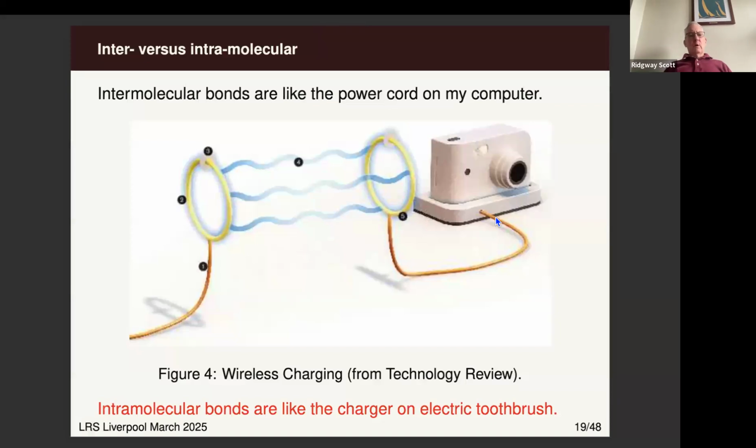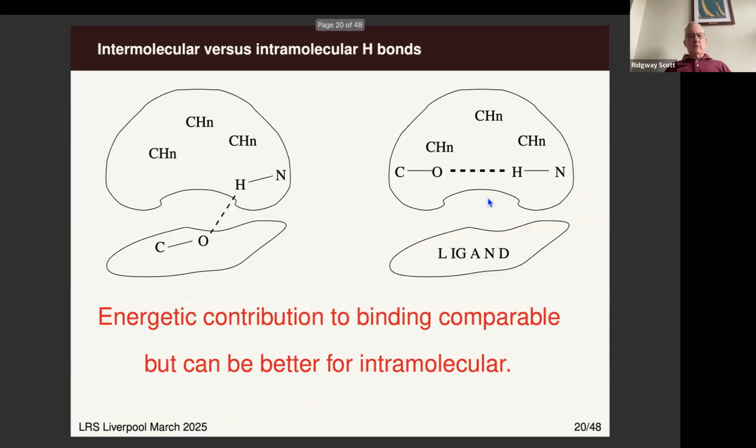So what is inter versus intramolecular? Intermolecular bonds are like the power cord on the computer. You plug it in and the electrons go across. An intramolecular hydrogen bond is more like the toothbrush charger, if you have one, where you have electrons going around here, and that sends some waves, and that induces motion of electrons here and charges your toothbrush or camera or whatever it is. Okay, so those are the two different approaches.